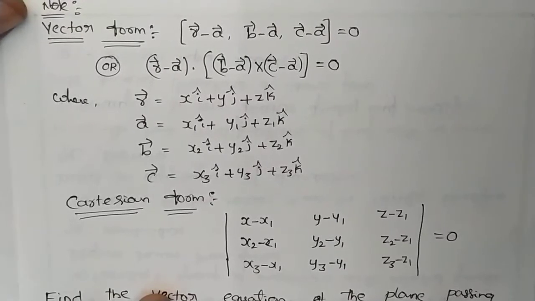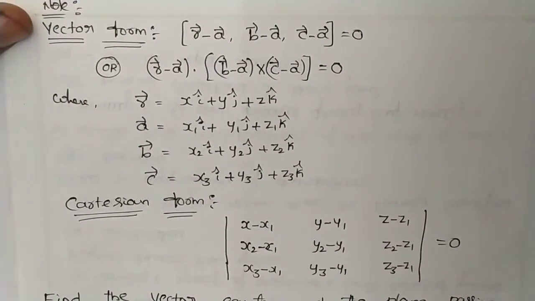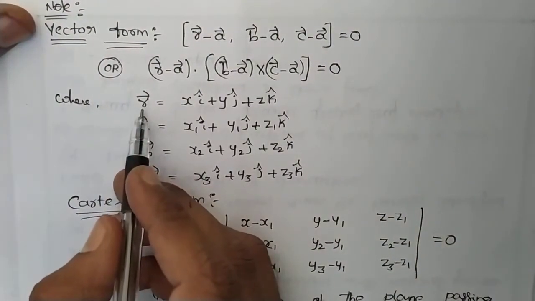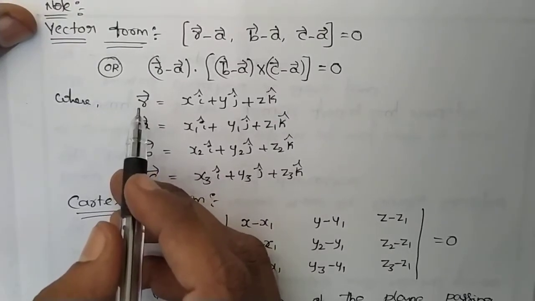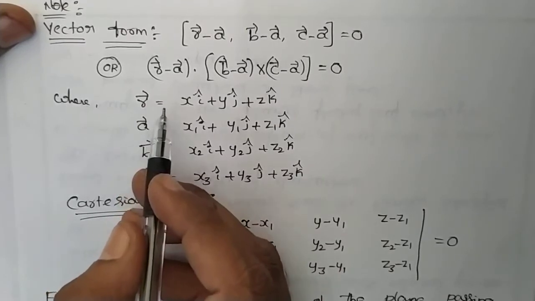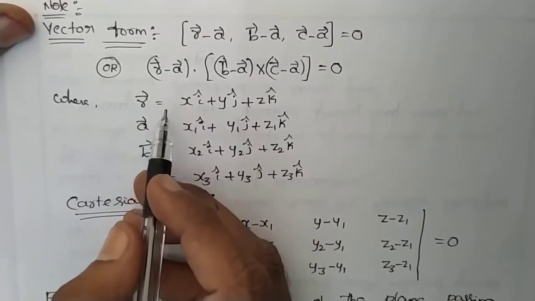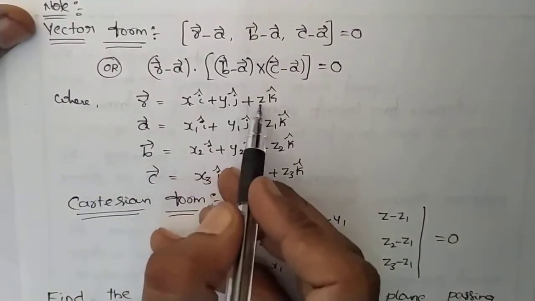We already learned about r vector, a vector, b vector and c vector in our previous class. r vector will be a position vector. That point can be any point on the plane. That point will be x, y, z in Cartesian form. What about the vector form? xi plus yj plus zk.